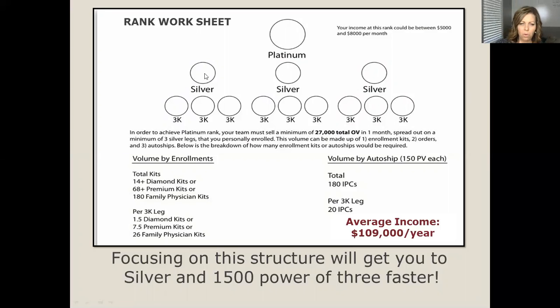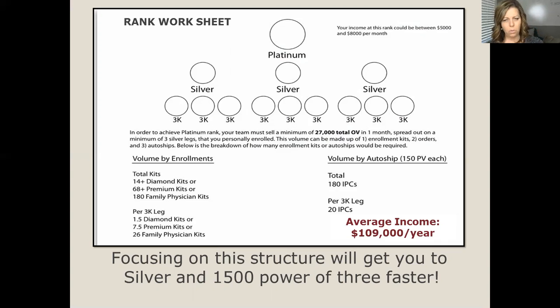So eventually down the road, you want to hit 3 silvers on your front line. You'll hit platinum with 3 silvers on your front line, which means you're going to need 3 good, strong people on your front line and 3 strong people under them, okay? So that's why this is so, so important. The average income of a platinum, look at this, is $109,000 per year. That's a significant income. So this is a really, really good one to focus on.